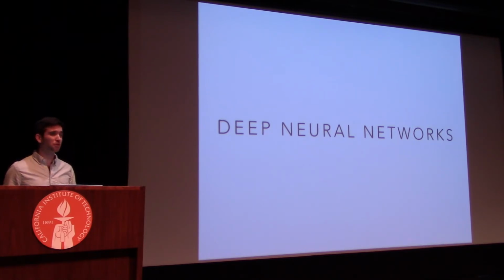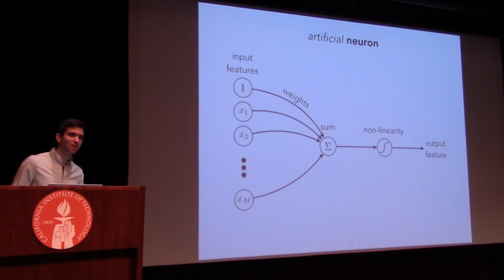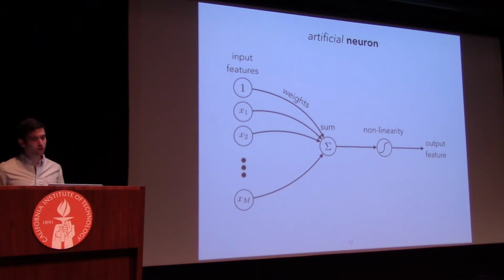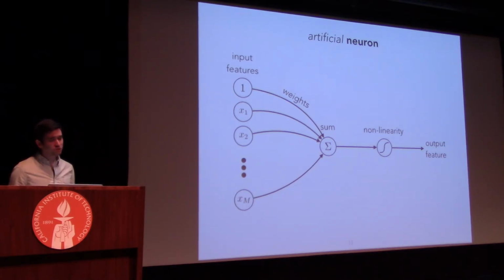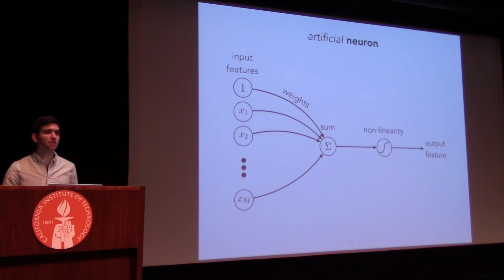It used to be called neural networks. It's had a lot of names over the years, but it has one very basic element, and that is the artificial neuron. Not to be confused with the neurons that are in your brain, which are far more complicated. But these artificial neurons look something like this. You have a set of input features, and you have a set of weights leading from each of those input features. You take a weighted summation of these inputs, and then you pass that through some nonlinear function, and you get some output feature.